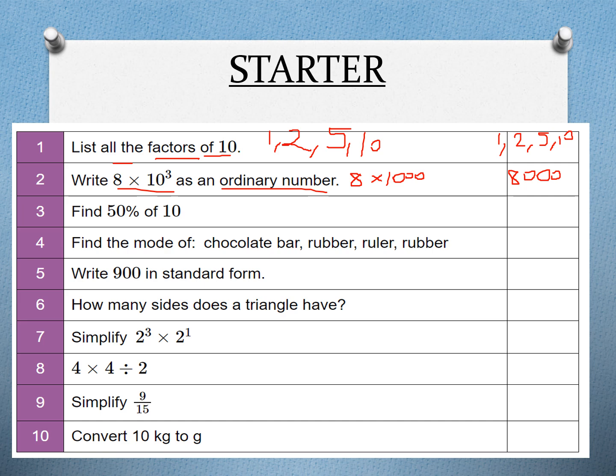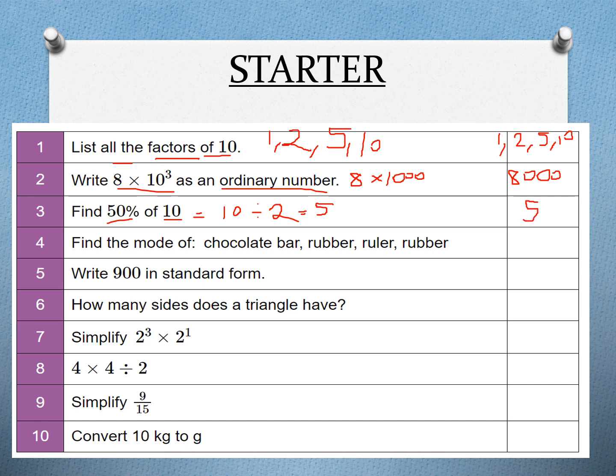This is question number 3. Find 50% of 10. So 50% of any quantity, I divide it by 2. So 10 divided by 2, I half 10, which is equal to 5. Think of it as 100% is equal to 10. 50% is equal to a half of 10, which is 5.